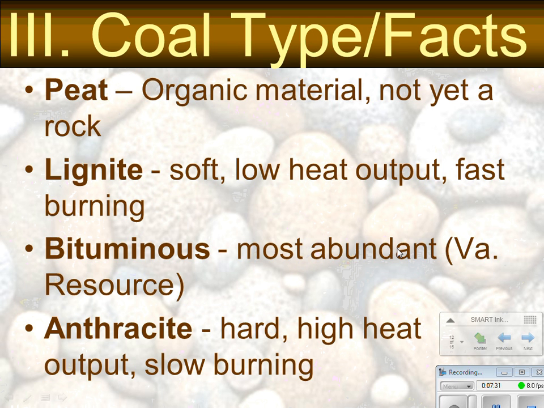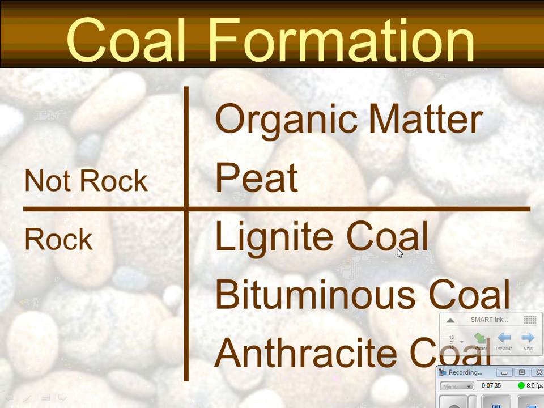And then in your notes it says copy the coal formation table here. So here's that. The things that are not yet a rock, you've got organic matter, and this organic matter breaks down into what we call peat. If you've ever heard of a thing called a peat bog, it's kind of like a swamp.